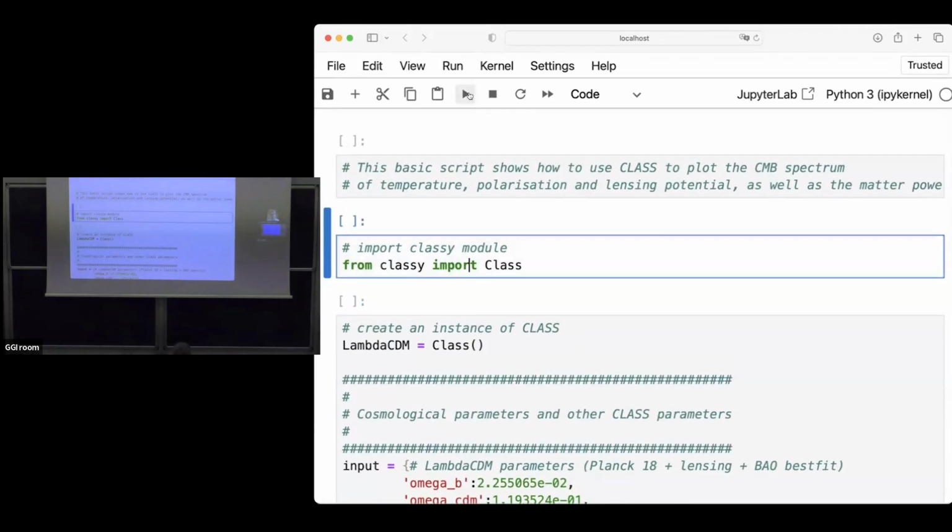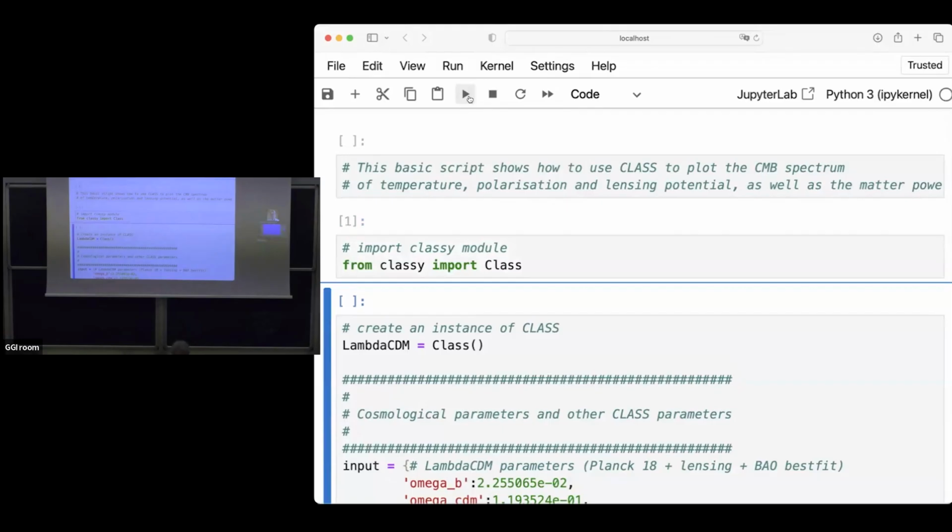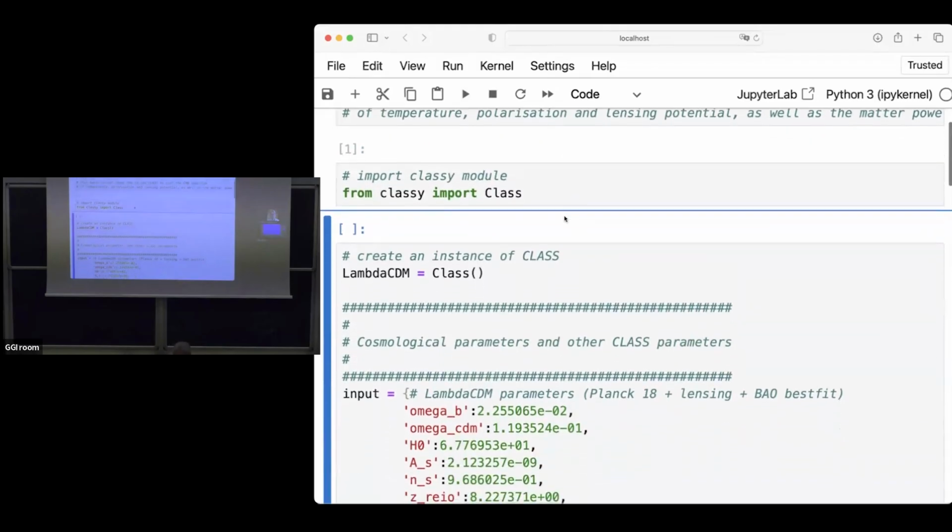Okay, so CLASS is installed and I import it. Usually when you import it the first time after a new installation, it's very slow. That's not us, it's because it needs to look at all the dependencies and settle everything. Okay, it was not too slow.